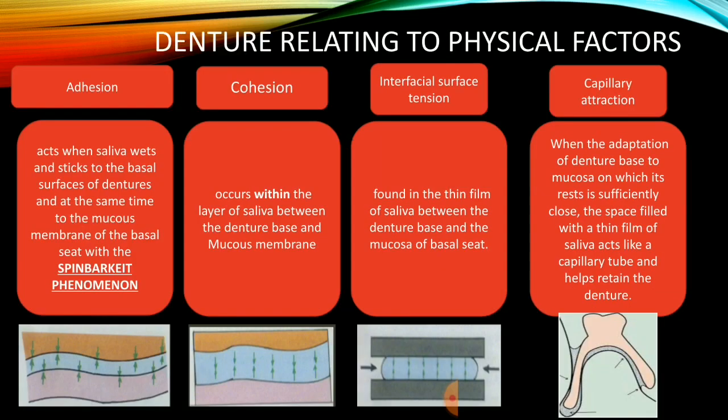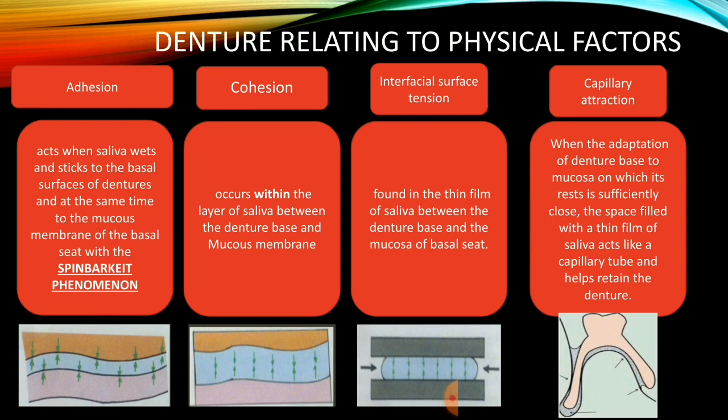Let's see the physical factors related to dentures. Firstly, adhesion. Adhesion acts when saliva contacts the denture as well as the soft tissue at the same time, with the help of the Spinnbarkeit phenomenon, which is the specific property of saliva to form strings. Because of this property, saliva acquires uniformity over the surface, which helps in the proper adhesion of the denture to the mucous membrane.